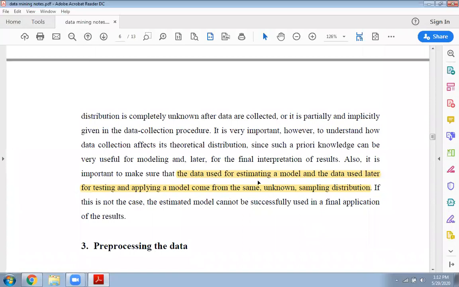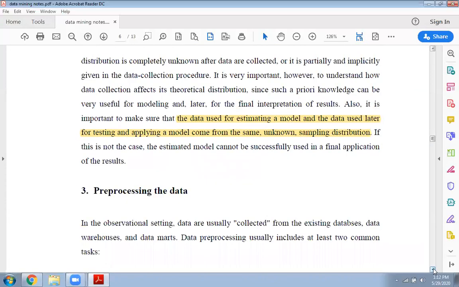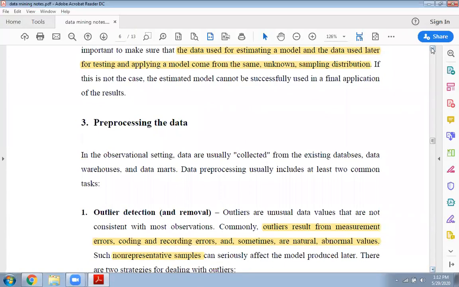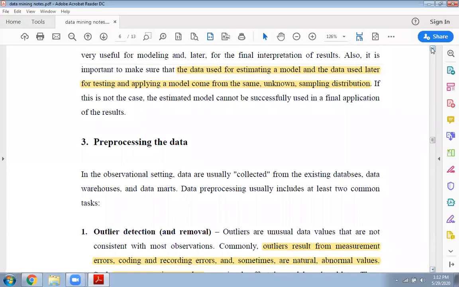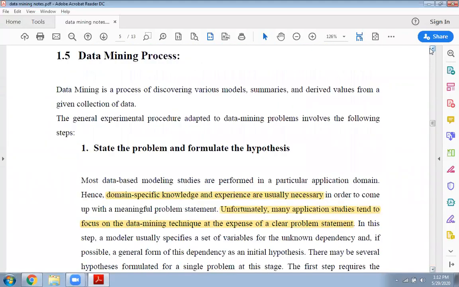The data is used for estimating a model, then the model is used, and data is used for testing and applying the model. So once you have the data, then you should process the data. I'm going to discuss again what you're going to do. Whenever you're performing a data mining study, first you need domain-specific knowledge and an application expert who may state the problem and formulate a hypothesis.